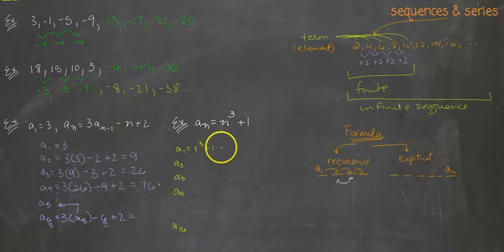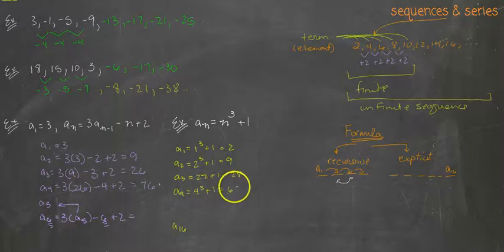cubed plus 1 equals 2. A sub 2, n in this case is 2, 2 cubed plus 1, 2 cubed is 8 plus 1 is 9. A sub 3, 3 cubed, because 3 is n, is 27 plus 1, 28. And the fourth element is 4 cubed plus 1 equals 64 plus 1 is 65.